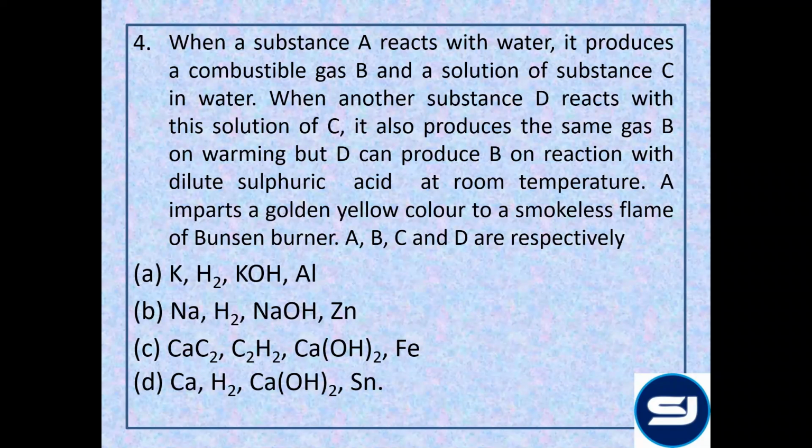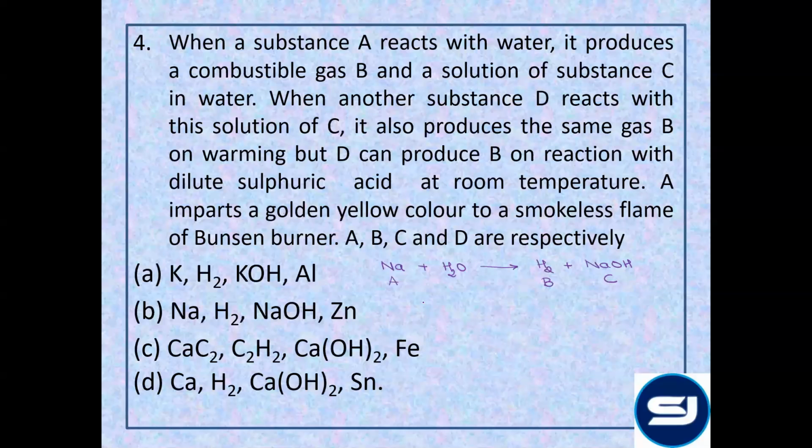Bas. Because golden yellow color is itself the hint to understand this. Answer आपका B है, because golden yellow flame impart करता है सोडियम. ठीक है, अब अगर आप पूरे statement को समझोगे तो it's simple. When a substance A, which is sodium, reacts with water, it produces a combustible gas, which is hydrogen, and a solution of a substance C in water. तो NaOH is C, and the substance A is sodium.